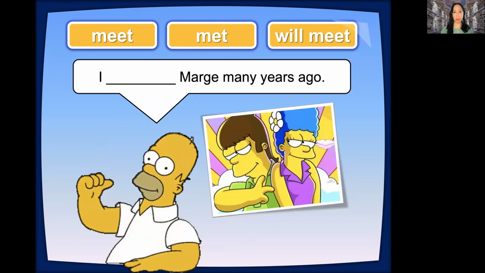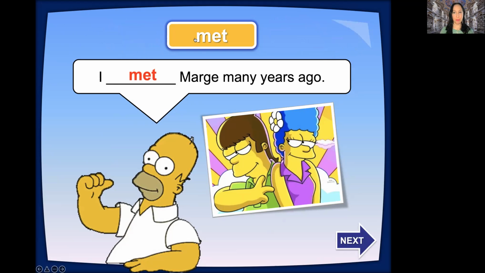Okay. I blank Marge many years ago. Okay. What are the clue words here? When did it happen? That's right, many years ago. So what happens when it's many years ago? Did it happen in the past, the present, or the future? I meet Marge many years ago. I met Marge many years ago. I will meet Marge many years ago. A lot of M's here, tongue twister here. That's right. I met Marge many years ago. It happened in the past.